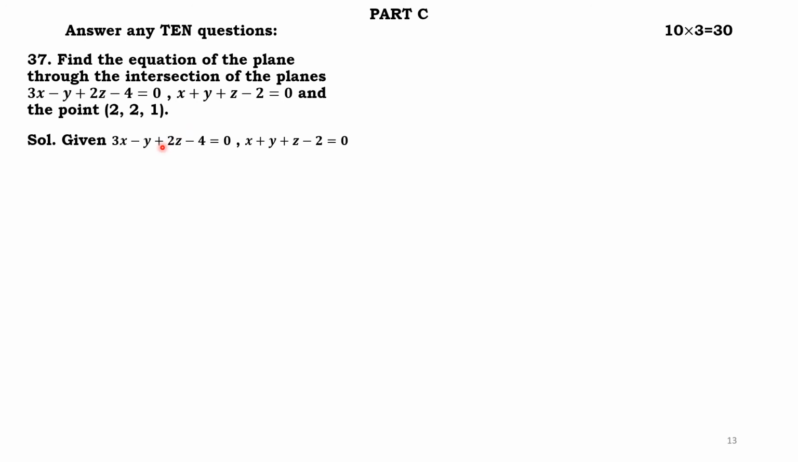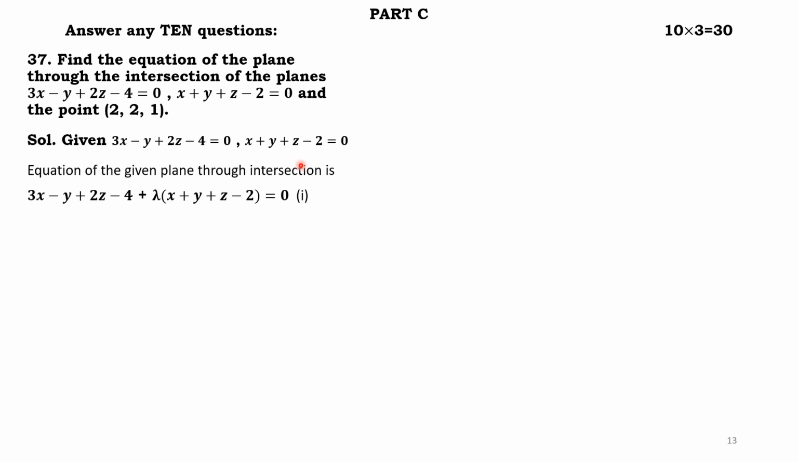So it is given 3x minus y plus 2z minus 4 is equal to 0, x plus y plus z minus 2 equal to 0. We have copied it as it is from the question. Therefore, equation of the plane through intersection is given by, if this is A plus lambda B is equal to 0. Therefore, we will write 3x minus y plus 2z minus 4 plus lambda into x plus y plus z minus 2 equal to 0. It is very simple, you only have to substitute.